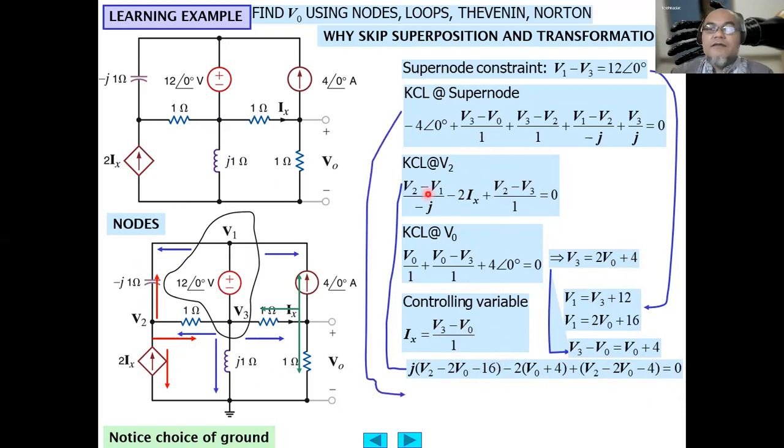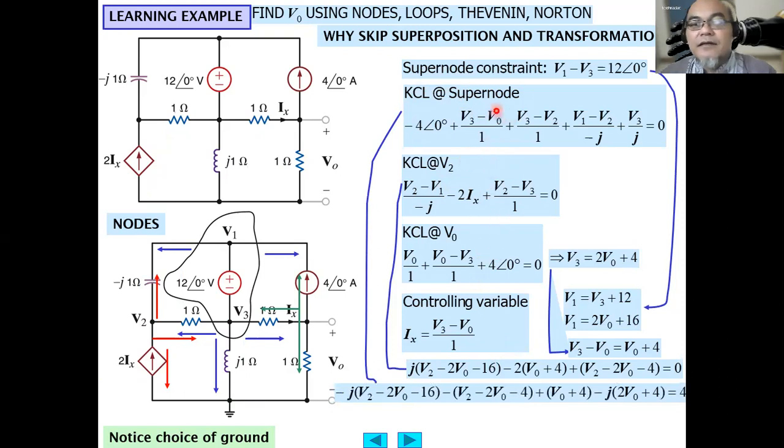V2, we use the KCL at the super node like this. From here we also obtain an equation by replacing V3 using 2V out plus 4 and replacing V1 using 2V out plus 16. Thus we obtain another equation with two unknown variables, V2 and V output. So we now have two equations with two unknowns, so we can solve for V2 and V output.